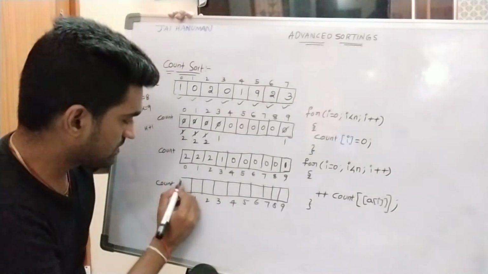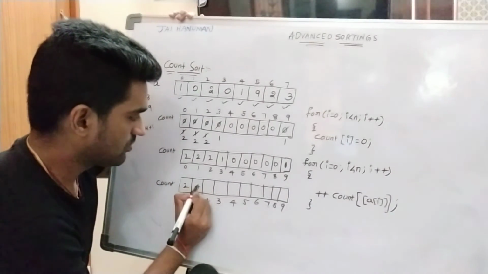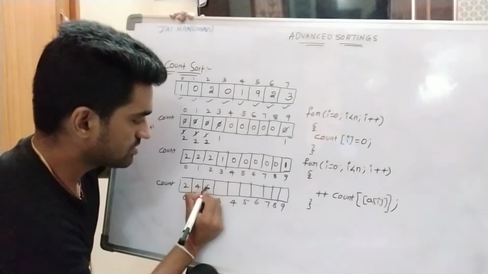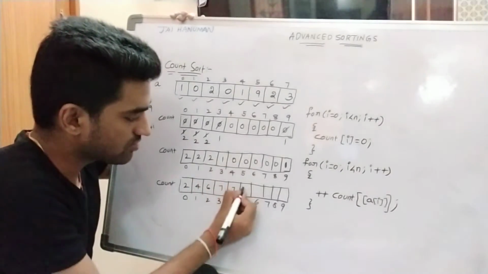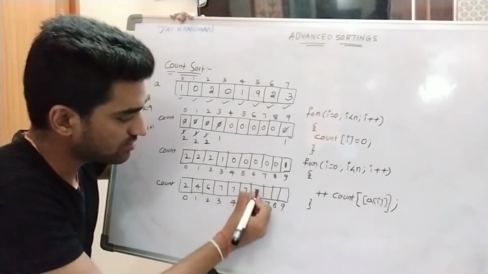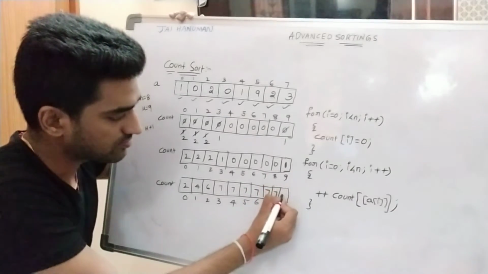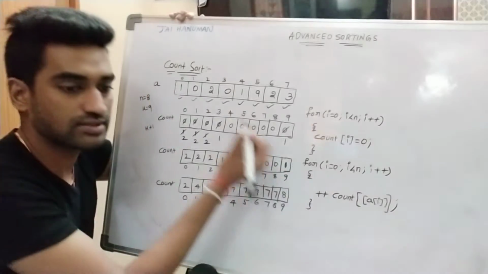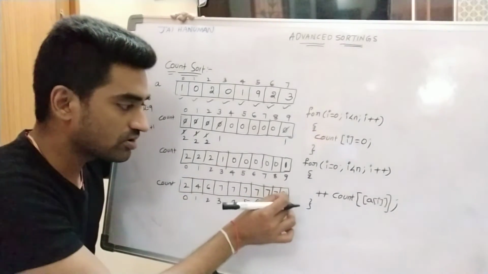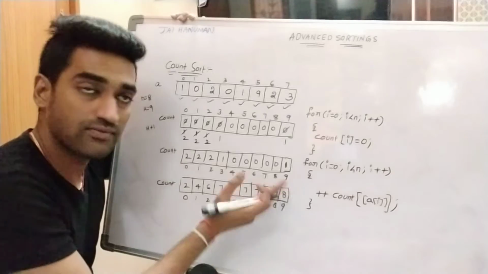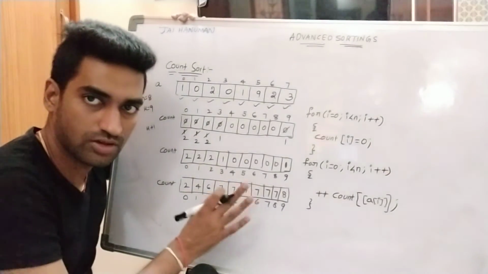So initially 2 is the same. So 2 plus 2, 4. 4 plus 2, 6. 6 plus 1, 7. 7 plus 0, 7, and so on, 7 plus 0, 7. Then 7 plus 1, 8. So here I am counting the total number of elements. So finally we can get the n value, right? So this is the newly updated count array.